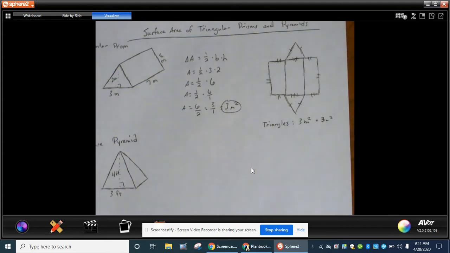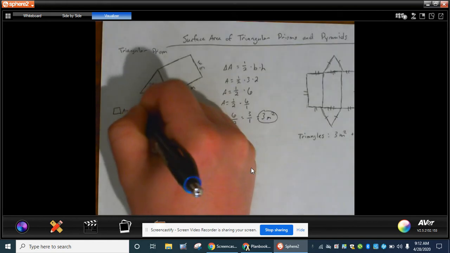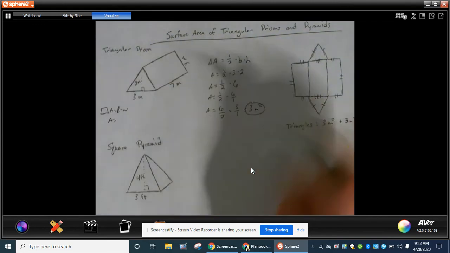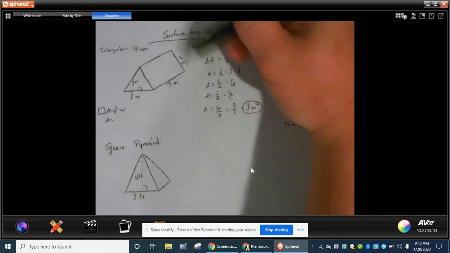Now let's talk about the rectangles. Okay, so I may run out of room, but that's okay. So a rectangle area is length times width, or base times height, like I discussed in the last video. So length times width in this case is 7 is the length. The width will be 3.